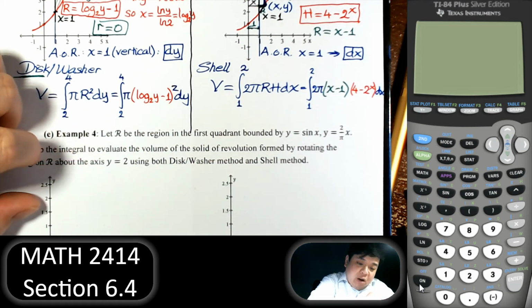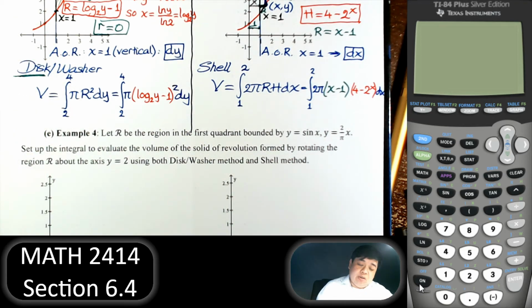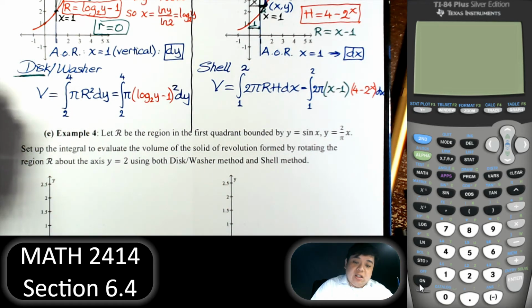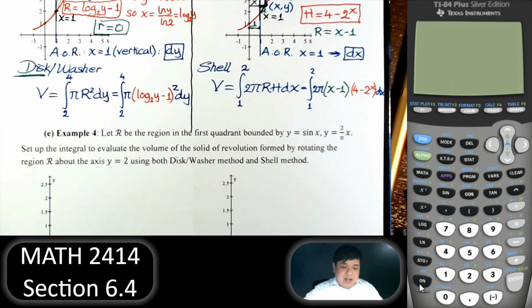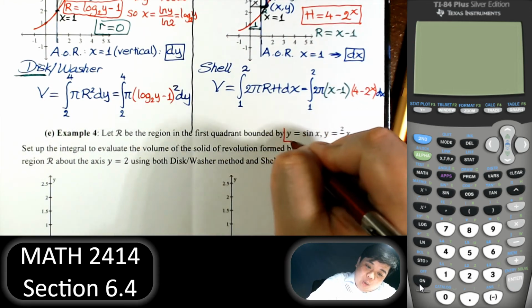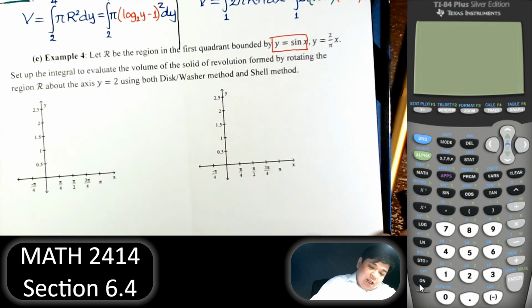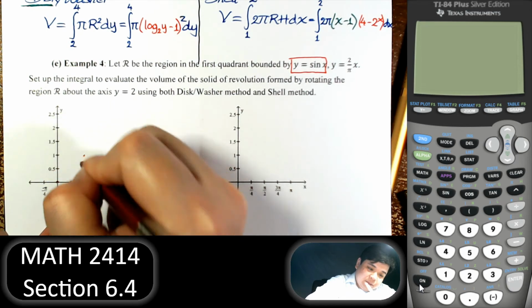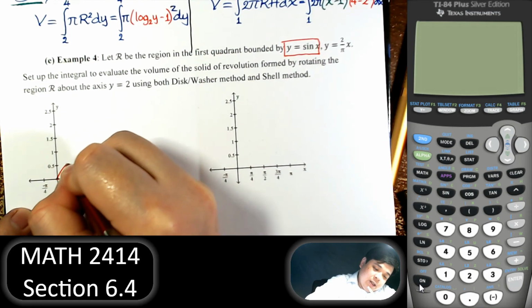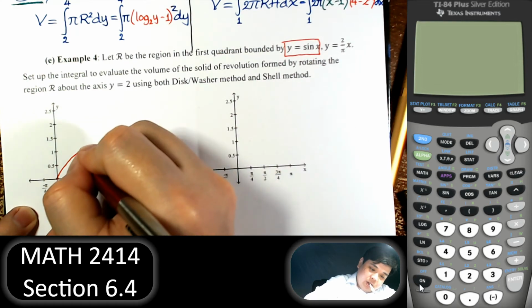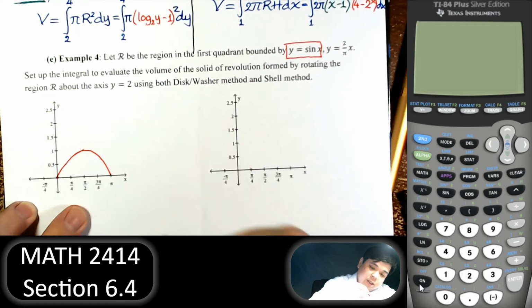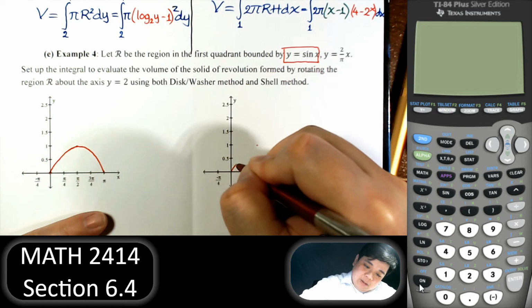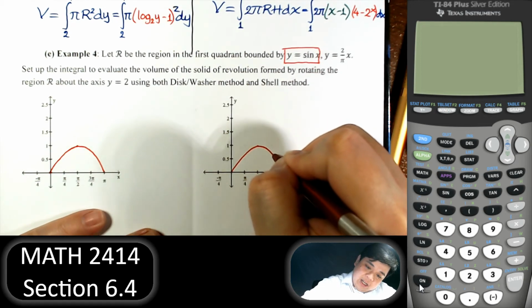Let R be the region bounded in the first quadrant, so we do know that this is in the first quadrant, by y equal to sine x and y equal to 2 over pi x. That's a little bit odd. y equal to sine x: sine of 0 is 0, sine of pi over 2 is 1, and sine pi is back to 0. So we're talking about that part of the sine in the first quadrant.